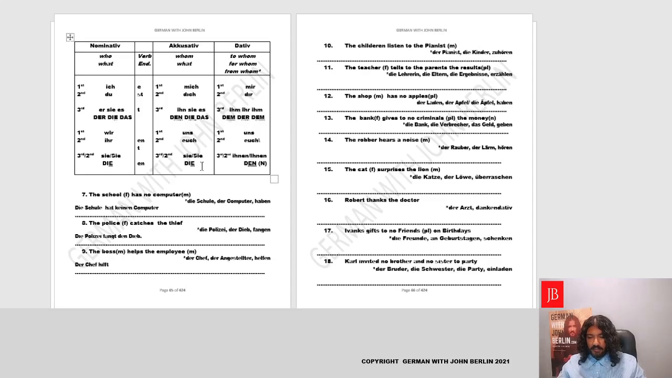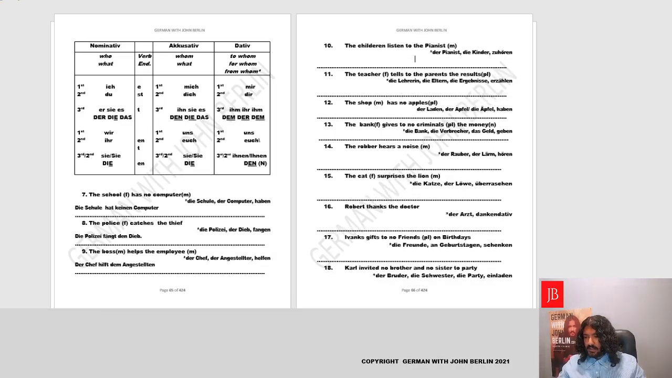Very good. Hilft means to give help. To give help to whom? To the employee. And employee is masculine, so I'll write dem Angestellten. Perfect. Now we'll go to number 10. The sentence is: the children listen to the pianist.